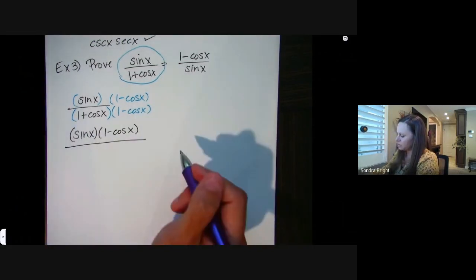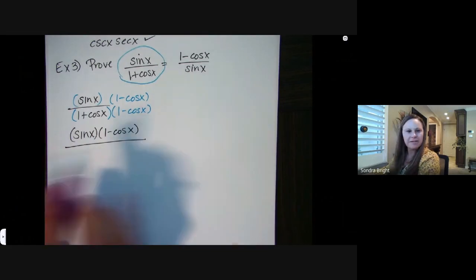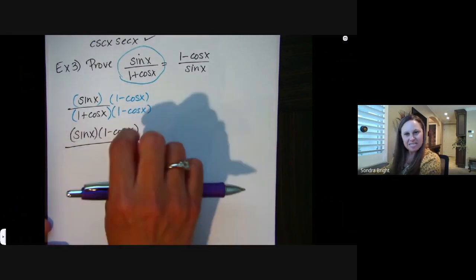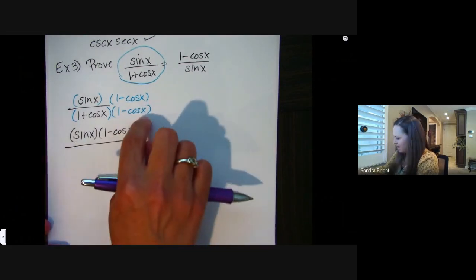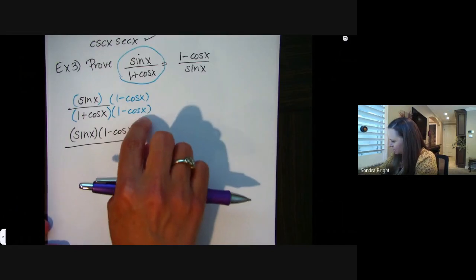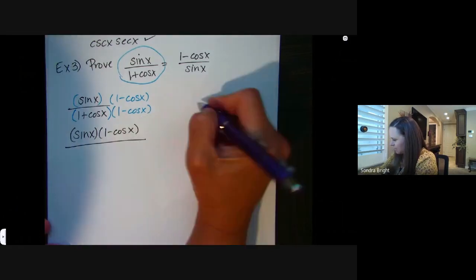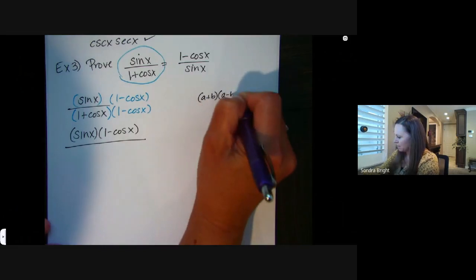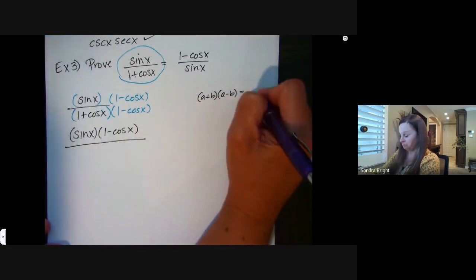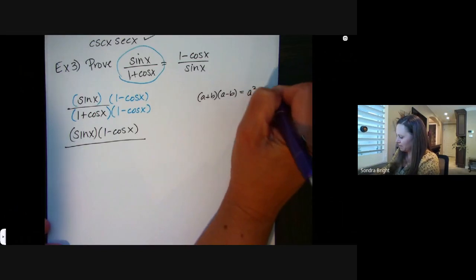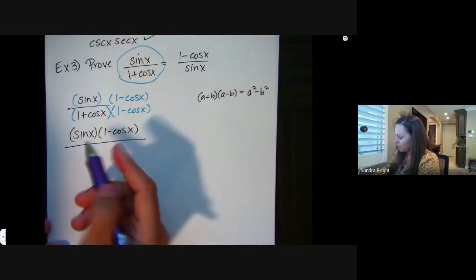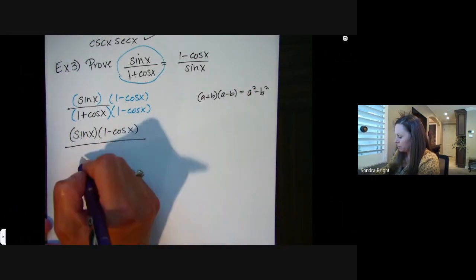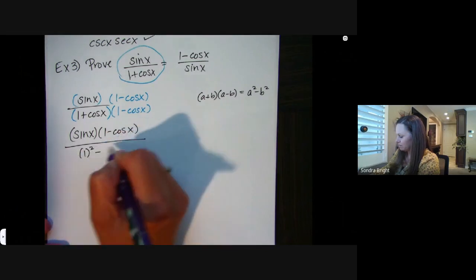1 plus cosine times 1 minus cosine. That's a plus b times a minus b. Do you remember that? That a plus b times a minus b ends up being the difference of two squares. It's a squared minus b squared. All right, so what becomes of this? It's 1 squared minus cosine squared.